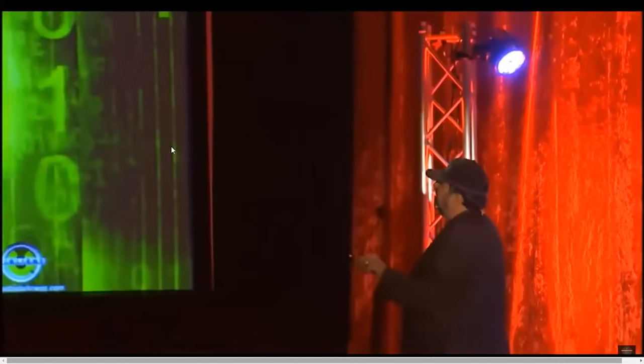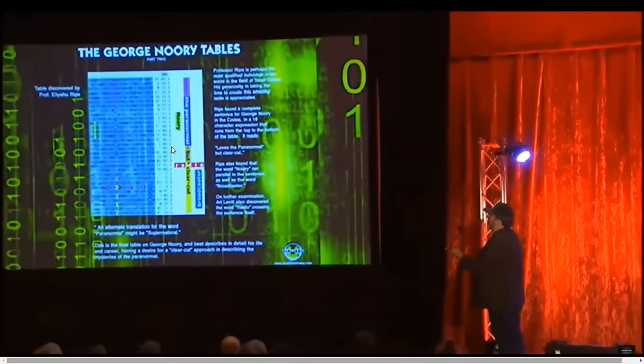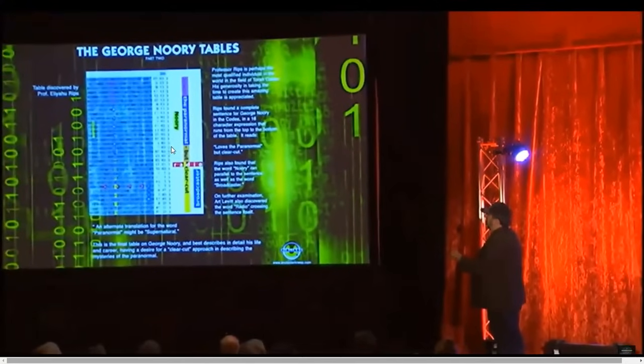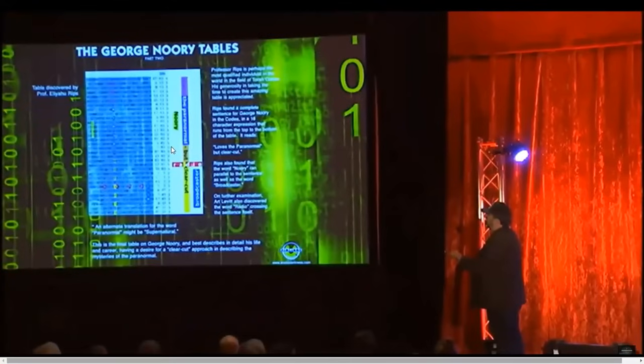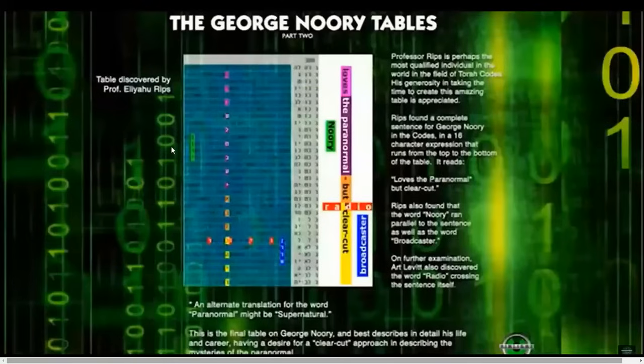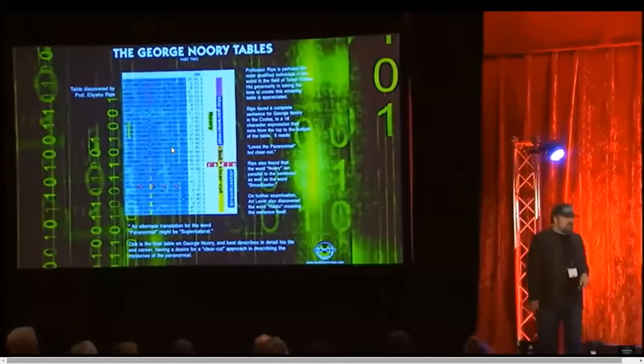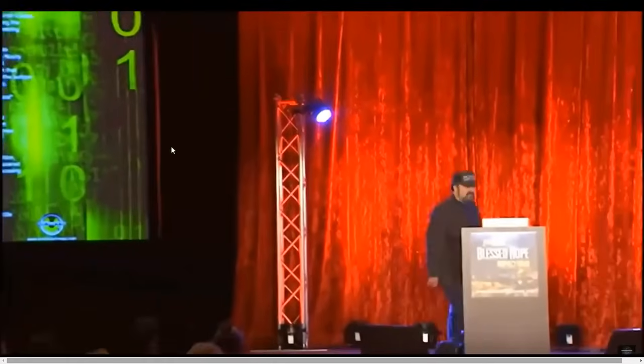But basically, they understand that George likes the paranormal, okay? So the whole string right down the middle, the key words for this table say, loves the paranormal, but clear cut. So he's not like crazy. He believes that paranormal's real, and he loves dealing with it. That's George, okay? And then Art worked on it too, and found broadcaster right there, radio, crossing the whole deal, and then Nori right next to it. And it was incredible. I printed these out on really big pages and sent them to George so he'd have them.